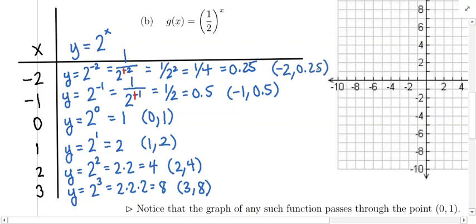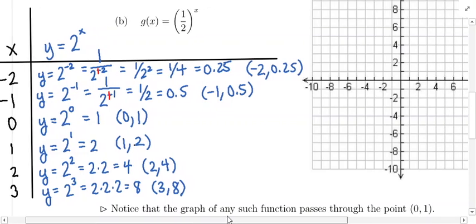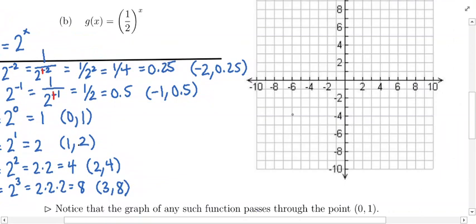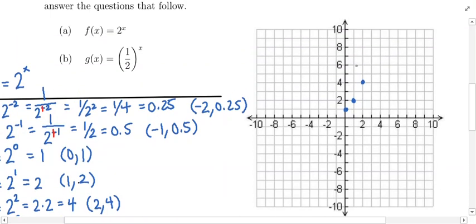So we've got several points to plot here. I will start with x equals 0. So at x equals 0, our point is 0, 1. And then we've got 1, 2. And then we've got 2, 4. And then we've got 3, 8, which is right here. And then I need to go for these negative x values. So if x is negative 1, the y value is 0.5, which is halfway between 0 and 1 on the y-axis. And then if x is negative 2, the y value is 0.25.